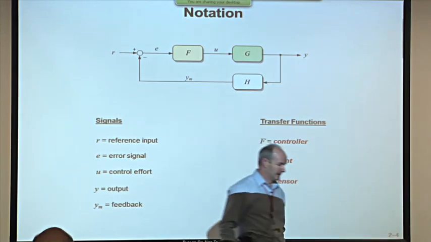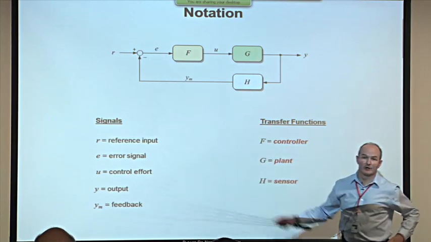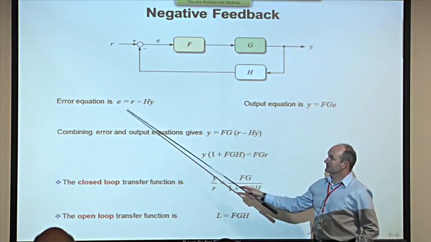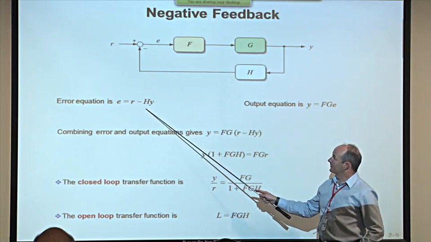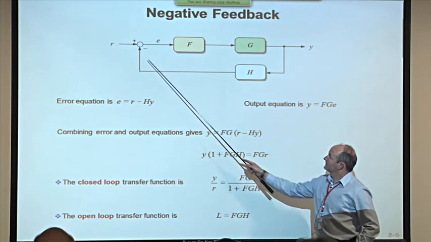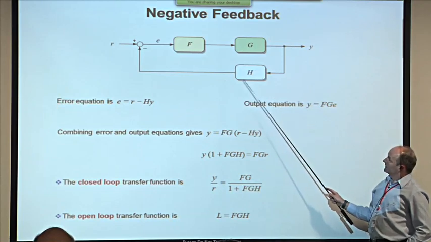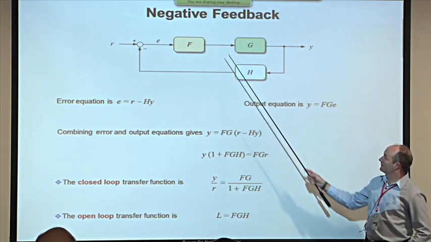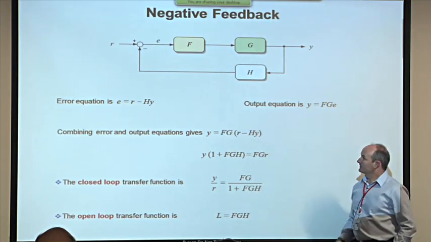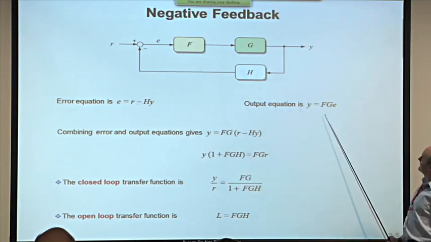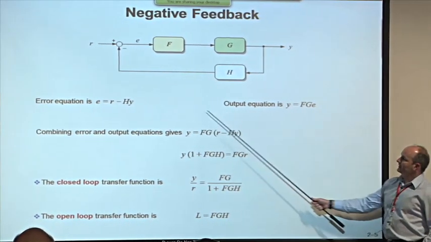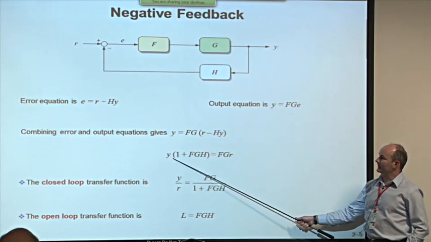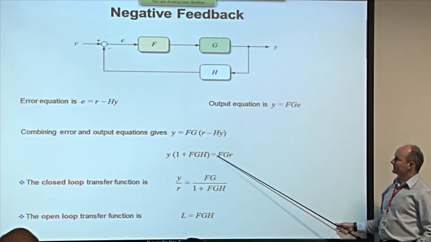Now, to analyze this loop, the best way to proceed is to focus your effort on the error that appears in the loop. And, of course, the error is the difference between the input reference and the measured output. Well, by the linearity property of the transfer function, that's just simply H times Y. And the output is represented in terms of error by F times G. So Y equals F times G times E. Now, if you take the first of these equations and substitute it in there, what you'll find is this. Y equals F times G times (R minus H times Y). Y appears in two places here, so let's isolate it on the left. Y times (1 plus FGH) equals FGR.